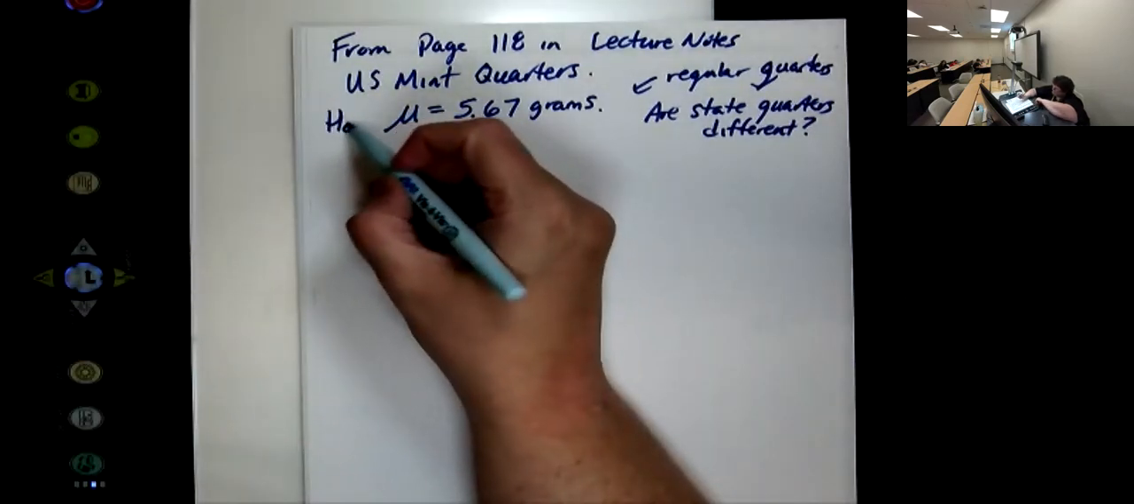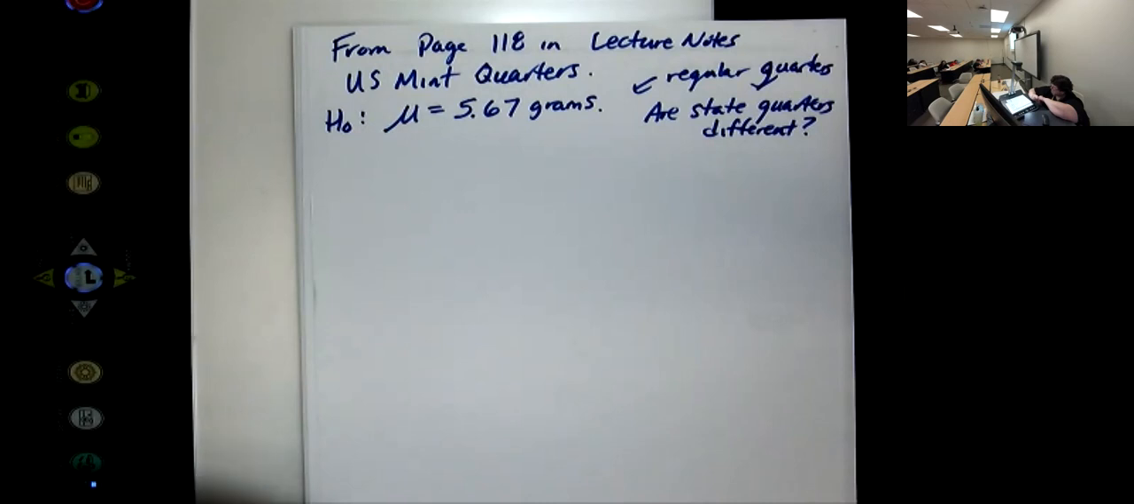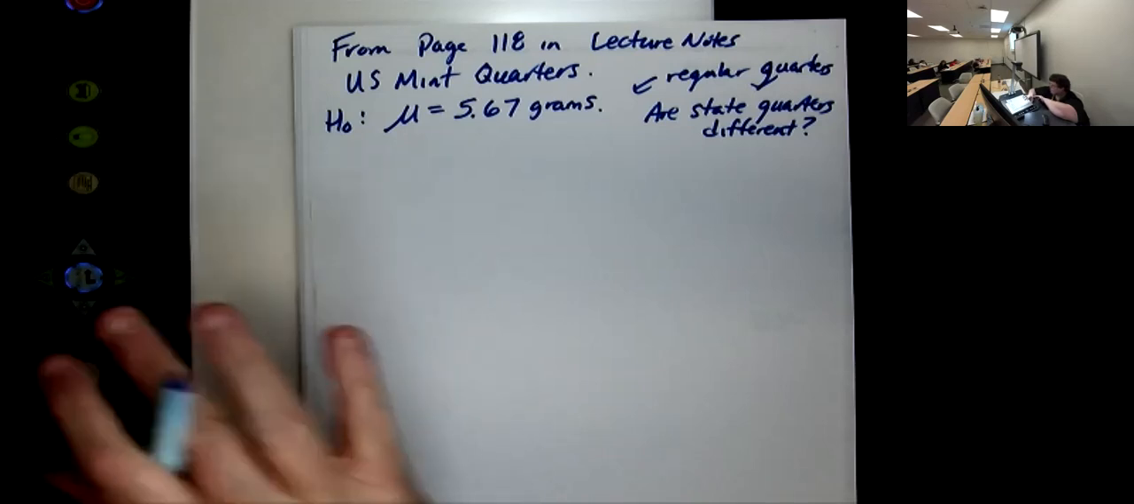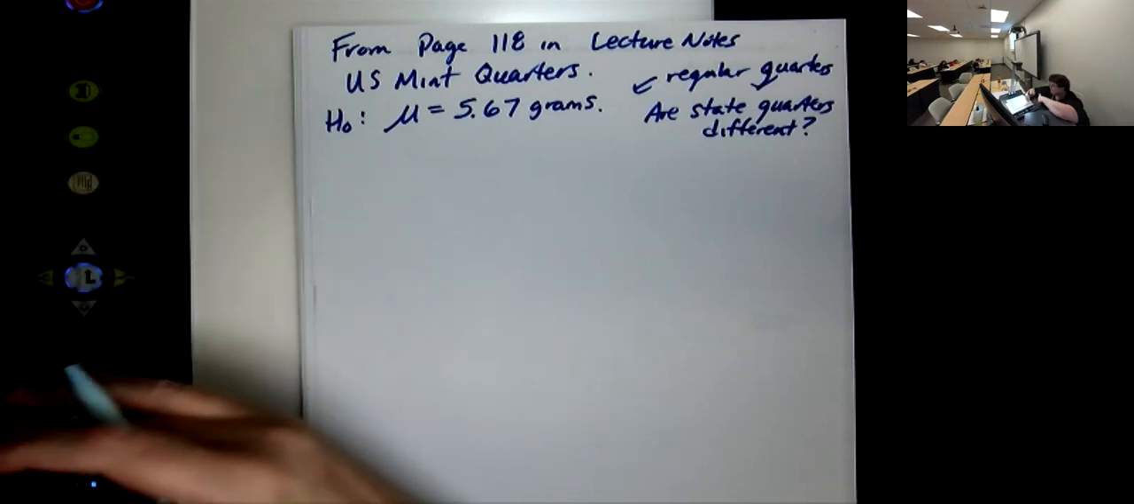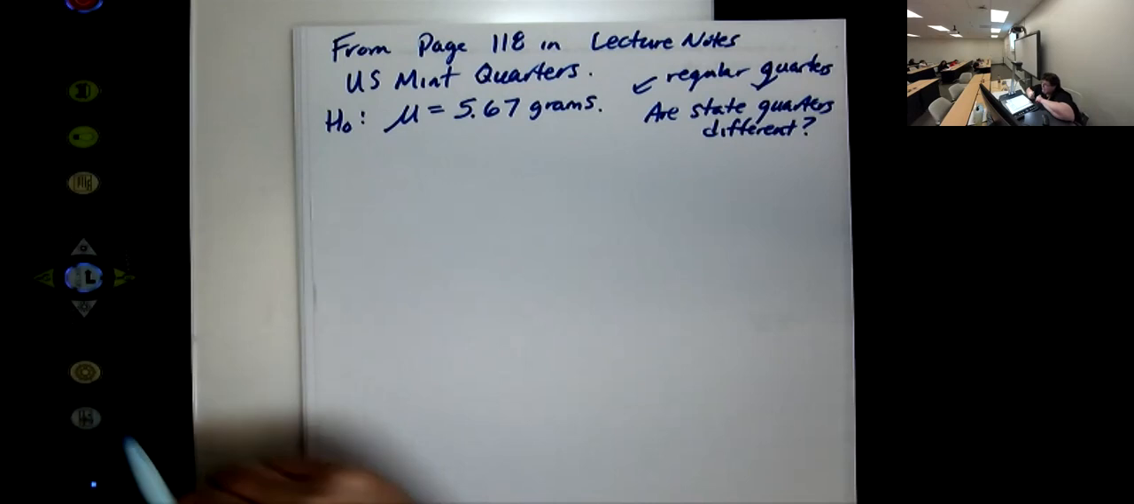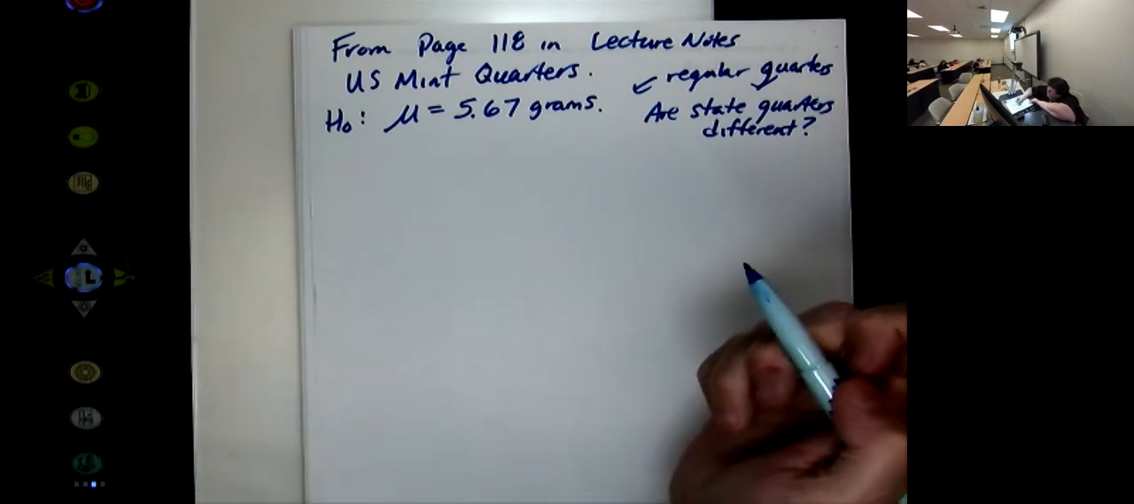That's going to be my H naught. That's the prior information. They know the weight of regular quarters, the ones with good old George Washington. The reason it might be different is because they have different images on them, so more is raised, some is lower in certain areas. It may have less actual metal on the quarters or more metal than the standard George Washington one.